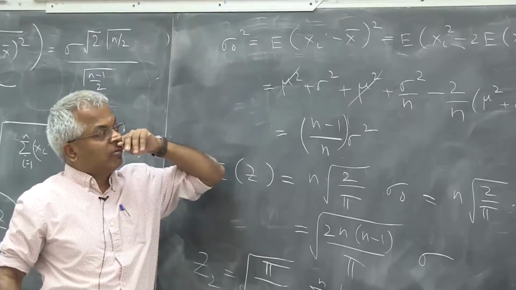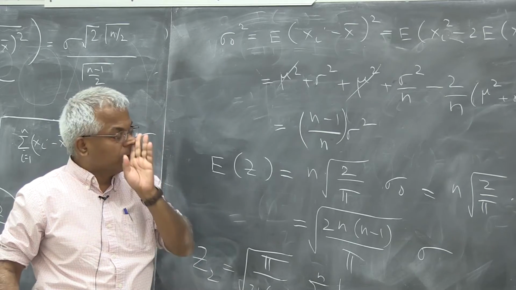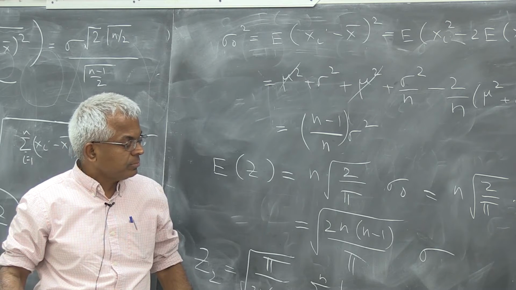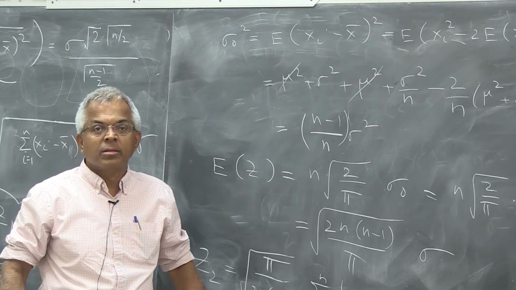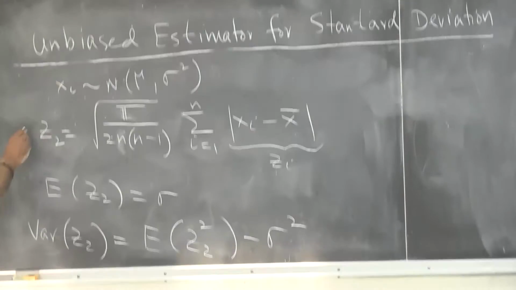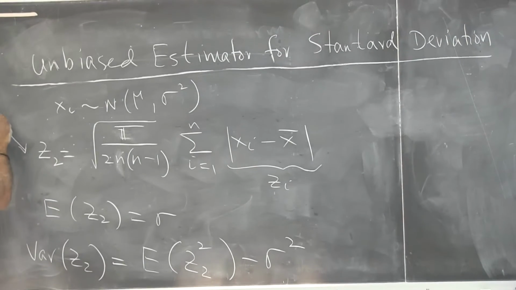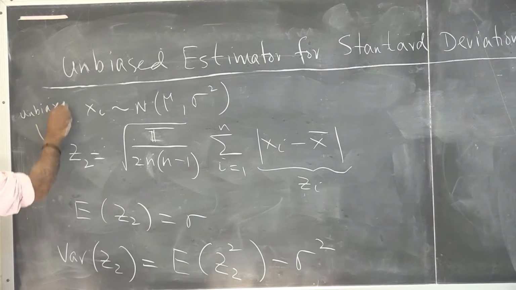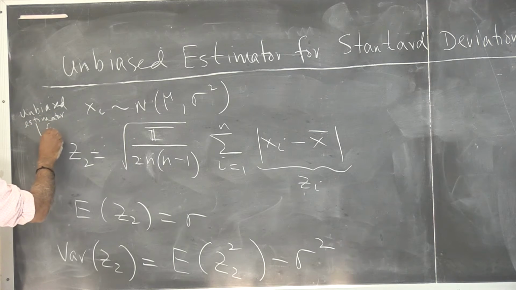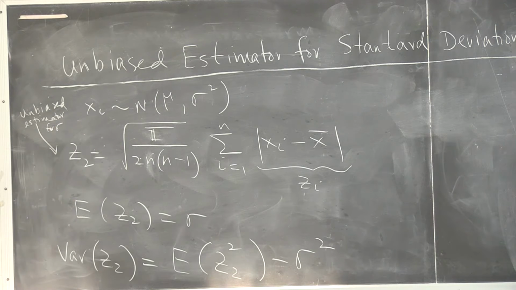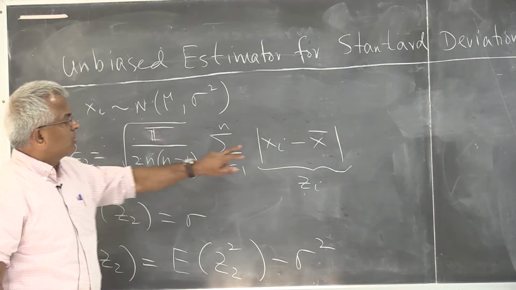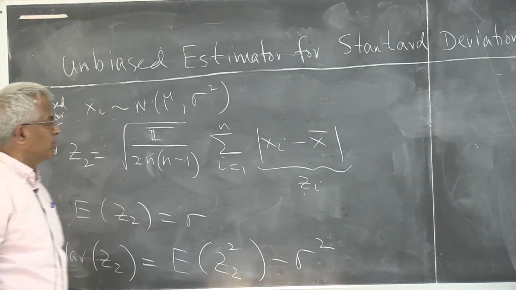We already found the variance of the first unbiased estimator. So the next problem is to find the variance of this unbiased estimator. We had the second unbiased estimator as Z2. We just showed that it's an unbiased estimator for sigma, the standard deviation. So what we have shown is that the expected value of Z2 is sigma, where Z2 is some constant multiplied by the absolute value of xi minus x bar.